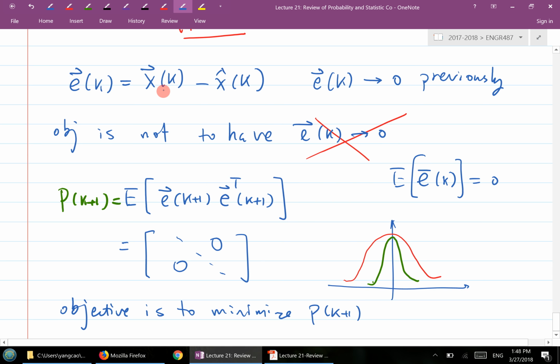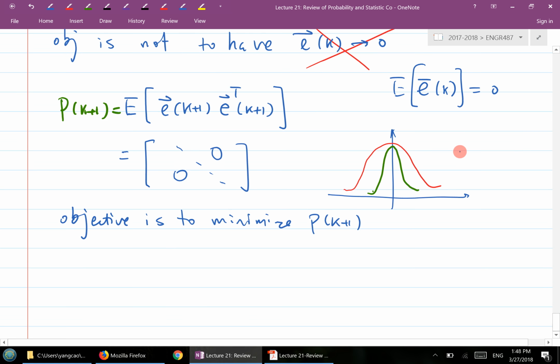Does that make sense? In the next lecture, we're going to write down an expression for P, and then derive the so-called Kalman filter gain. Please bring your computer. I think we can finish the derivation and get to the simulation part. So bring your computer, and we'll start programming together.